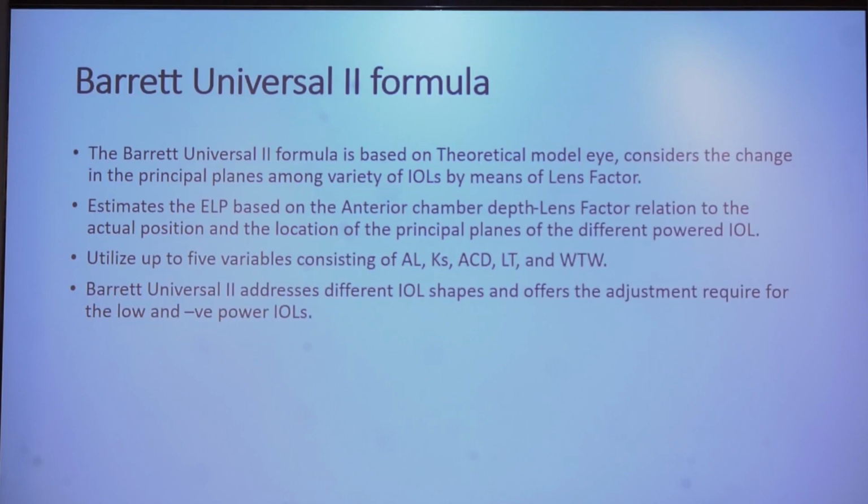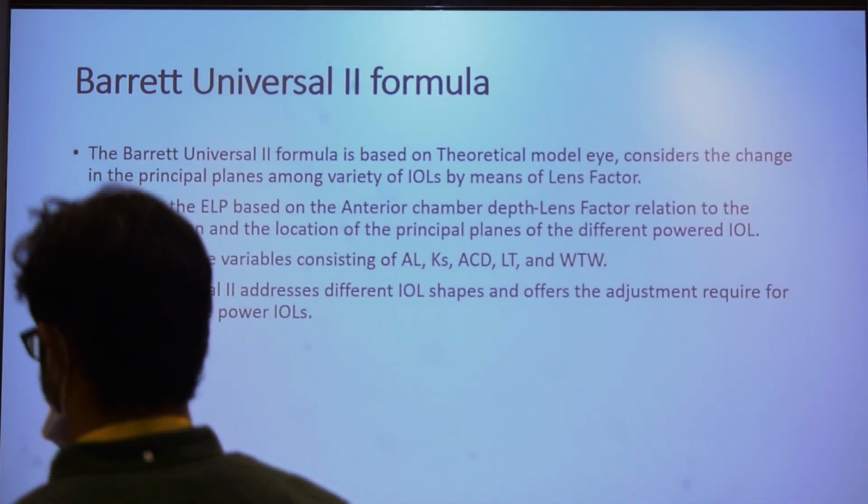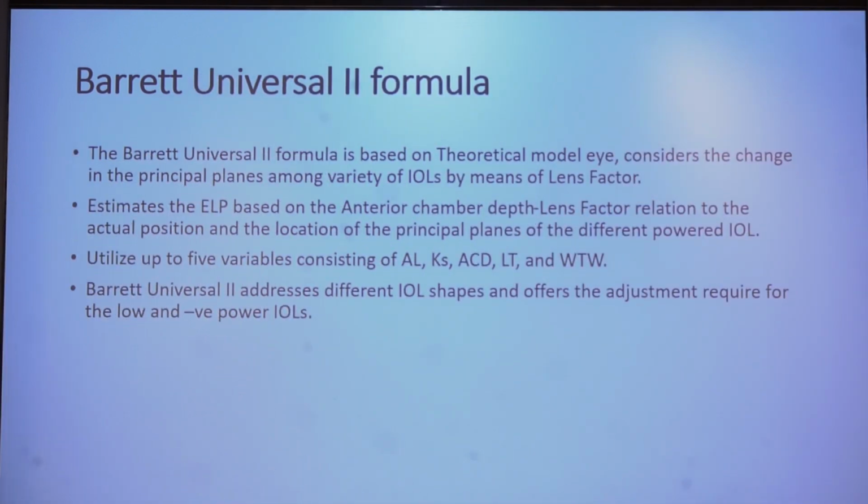Now, we have regression formulas like Barrett. No doubt it is very good. It is based on a theoretical model. It considers the change in the principal planes among the variety of IOLs by means of the lens formula, and estimates the ELP, which is very important. The ELP estimate is based on the anterior chamber depth or lens factor relation, the actual position, and the location of the principal plane of different power IOLs. It utilizes 5 variables that you all know. The Barrett Universal 2 addresses different IOL shapes and offers adjustment required for low and negative power IOLs.